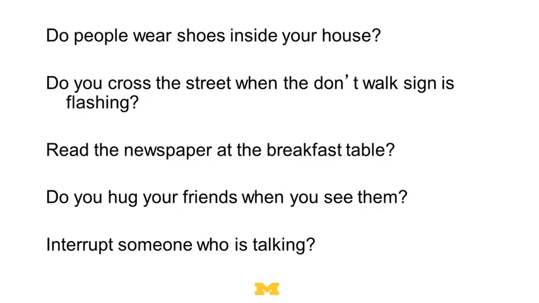Do you read the newspaper at the breakfast table? So if your family's sitting around having breakfast, are you reading the newspaper or reading on your computer, or are you talking to people? Do you hug your friends when you see them? Or do you shake hands or bow? And do you interrupt someone who's talking?